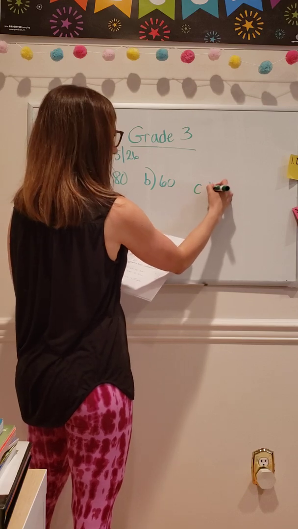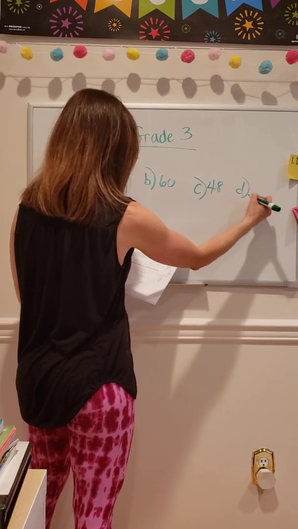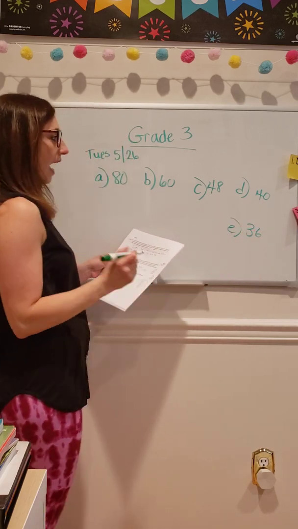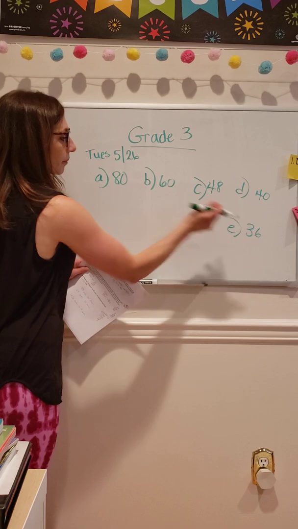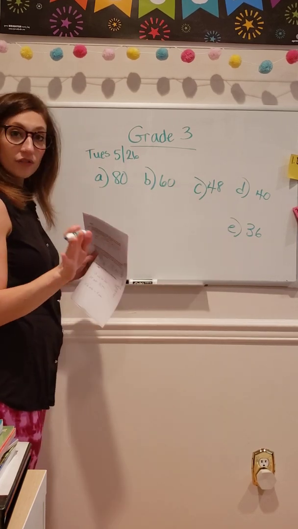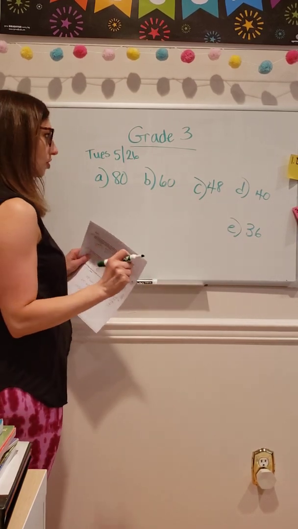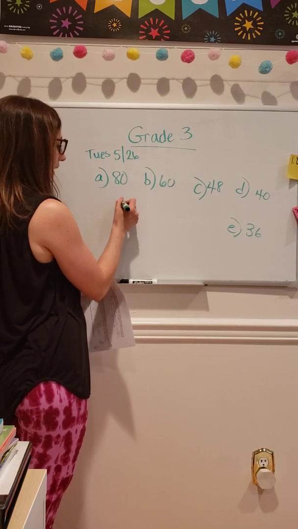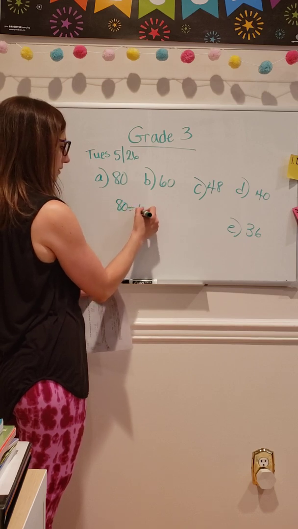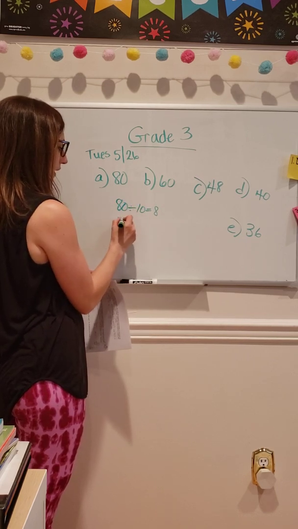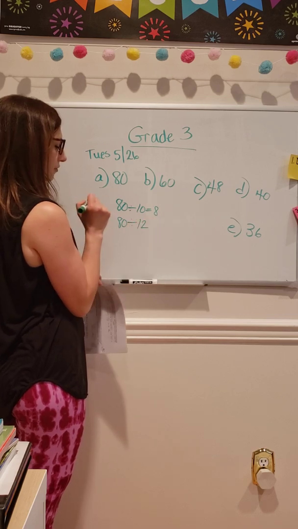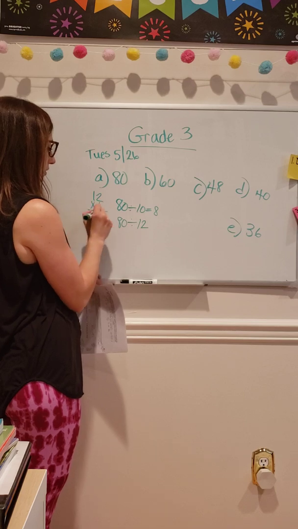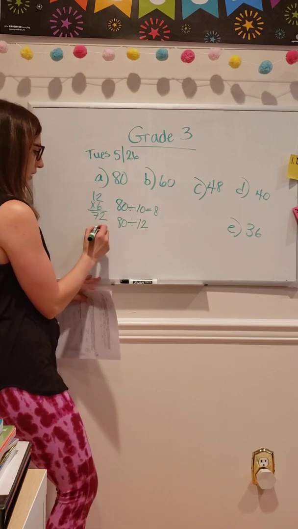60, 48, 40, and 36. And we have to be able to divide each number by both 12 and 10 with no remainders, no leftovers, okay? Let's just get started with 80. So 80 divided by 10 would be 8. 80 divided by 12. Let's see, well, 12 times 6 would be 72.